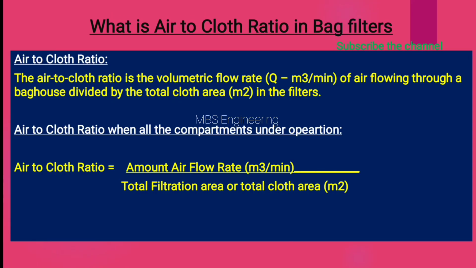First, we are going to understand the air to cloth ratio in bag filters. What is the air to cloth ratio? The air to cloth ratio is the volumetric flow rate of air flowing through a baghouse divided by the total cloth area in the filters. Please refer to the calculation formula for the air to cloth ratio when all the compartments are under operation. Air to cloth ratio equals the air flow rate divided by the total filtration or total cloth area.